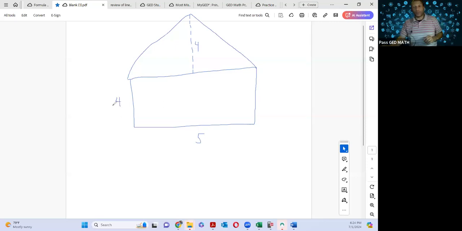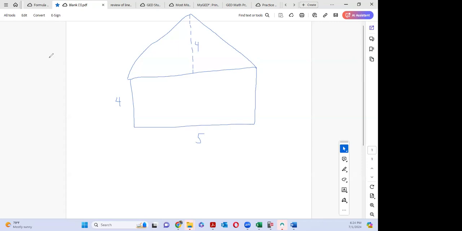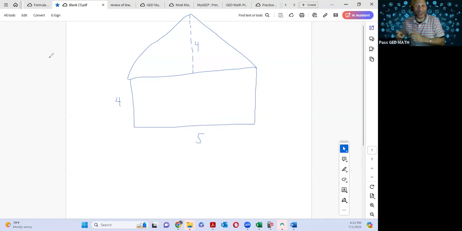Okay. This is a compound figure. What they mean by compound is that there's more than one shape. You should see two shapes. Well, let me ask you, what two shapes do you see in this compound figure? A rectangle and a triangle.